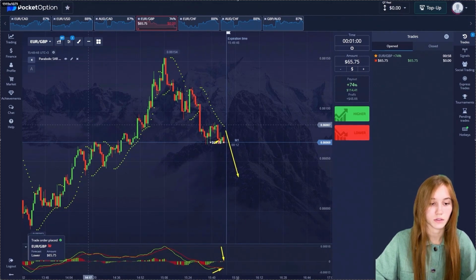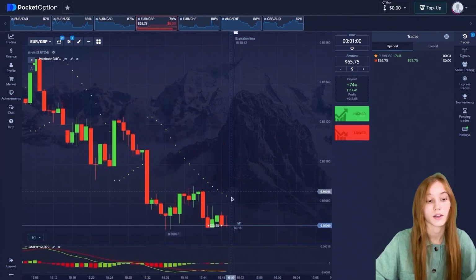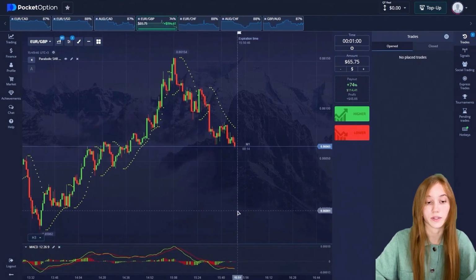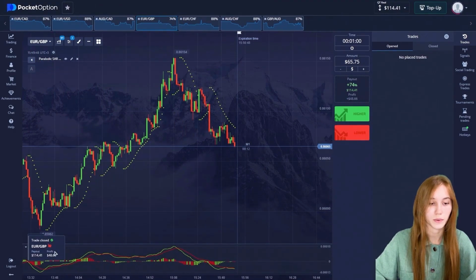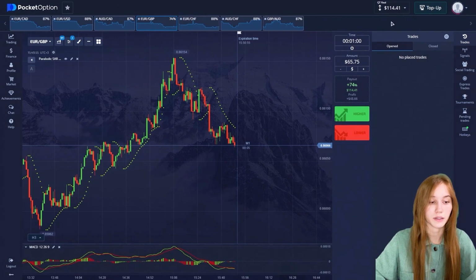So 5 seconds, of course. Yeah, plus deal. Profit is $48. $10 was, and now it's more than $100 on our balance. Let's move on.